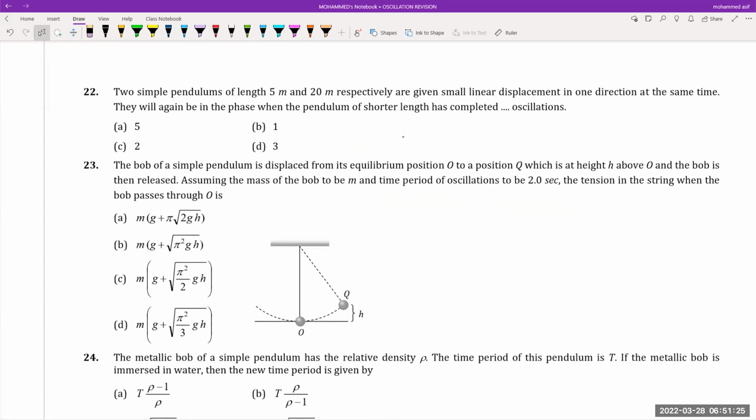देखो बेटा. The bob of a simple pendulum is displaced from its equilibrium position O to the position Q, which is at a height of h above the O, and the bob is released. Assuming the mass of the bob is m and time period of oscillation is 2 seconds, the tension in the string when the bob passes through the O will be equal to how much?